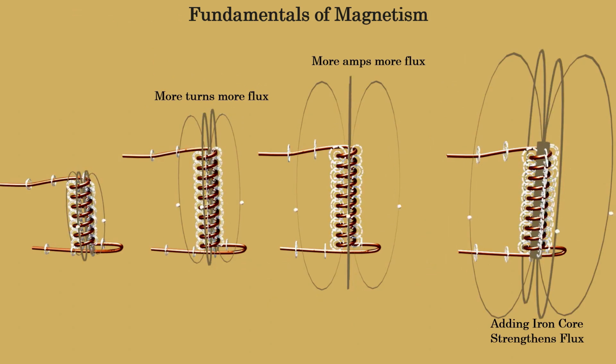Increasing the number of turns in the coil increases the strength of the magnetic field. This is because each turn of the coil adds to the overall magnetic strength. Increasing the amperage or current flowing through the coil increases the magnetic strength. And finally, the strength of the magnetic field can be increased when the coil is wrapped around an iron core. So there are three ways to increase the magnetic strength of an electromagnet: increasing the number of coils, more current, and wrapping around an iron core.